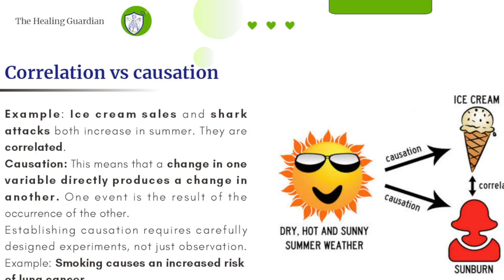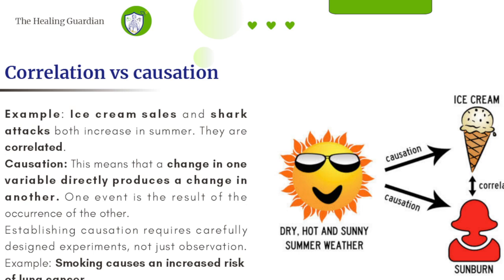Important to note, correlation is not causation. A good example might be ice cream sales, and you are looking at shark attacks. Ice cream sales and shark attacks both increase in summer. That means they are correlated, but it does not mean that one is causing the other. It doesn't mean that the more we sell ice cream, the more the sharks are attacking us, so we should stop taking ice cream. So that is a correlation.